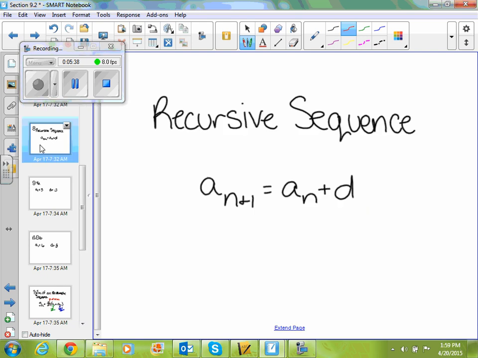Okay, arithmetic sequences are also called recursive sequences because your next term relies on the term in front of it. And so we're going to look at some recursive sequences today as well. And the formula for a recursive sequence is a sub n plus 1 equals a sub n plus d. Okay.